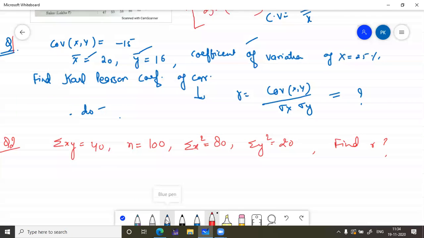Try to solve the problems, and in the next class we will continue on rank correlation and regression analysis, right? तो इसको आप करो तब तक. Whatever the book you have, you try to solve the maximum number of problems.